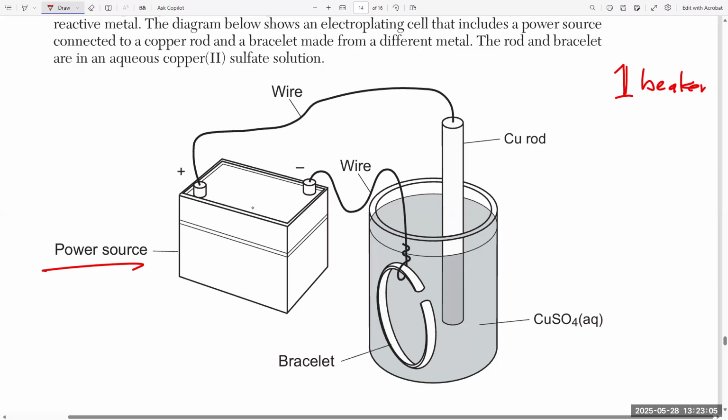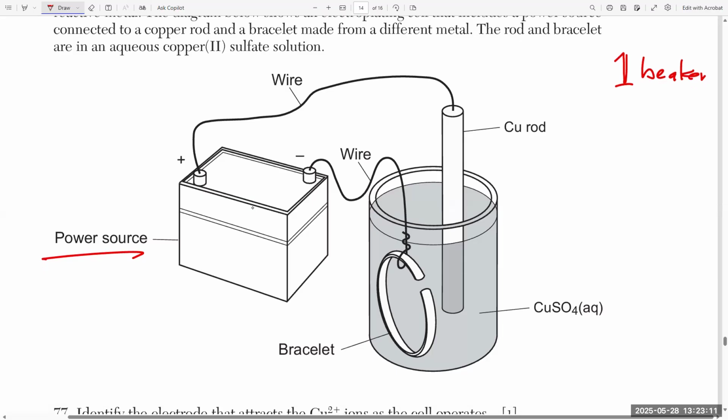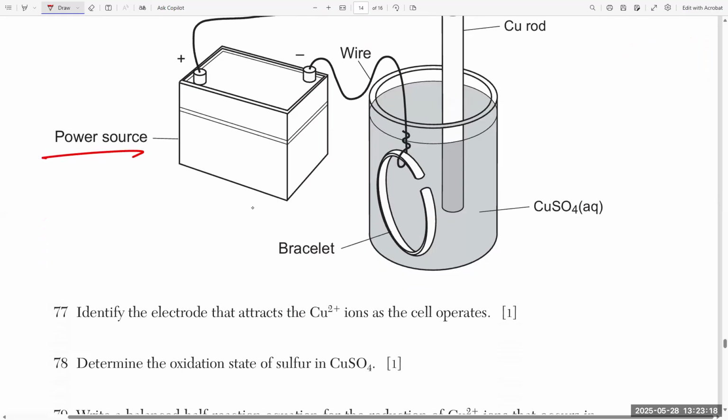So a couple of things change in this one, don't they? Right? So let's think about this. Okay, so a copper rod and a bracelet made from different metal. The rod and bracelet are in an aqueous copper 2 sulfate solution. Okay, here we go. Identify the electrode that attracts the Cu2+ ions as the cell operates.